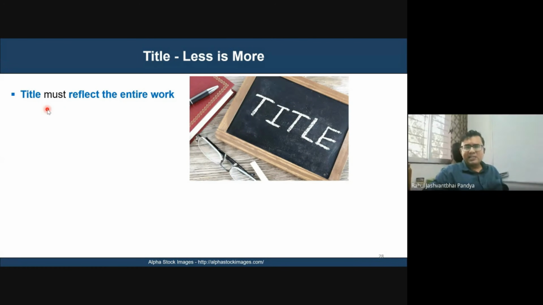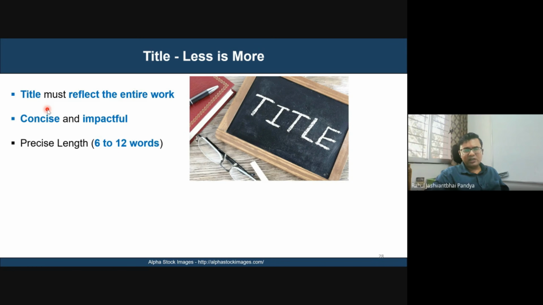Title should be as crisp as possible. It should be concise and impactful. It should reflect the entire research work. When someone reads a title, he should be able to make out whether he should go into that particular article, the rest of the article, or not. So that's how it should be. And generally, the precise length of a title is around 12 words, maybe 15 words max, 2 lines max, right?